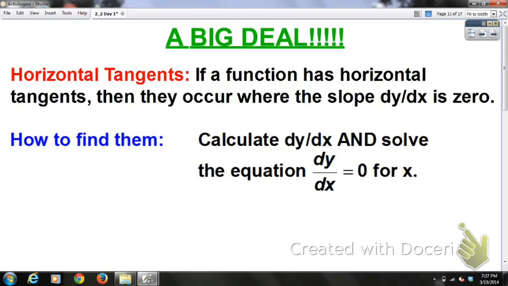Our very last topic for tonight is a very important topic. That is about horizontal tangents. If a function has a horizontal tangent, then that tangent occurs where the slope, meaning our derivative, is equal to 0. So in order to find horizontal tangent lines, we need to calculate our derivative and then set our derivative equal to 0 and solve for x. Okay, this is going to be very important for us moving forward.